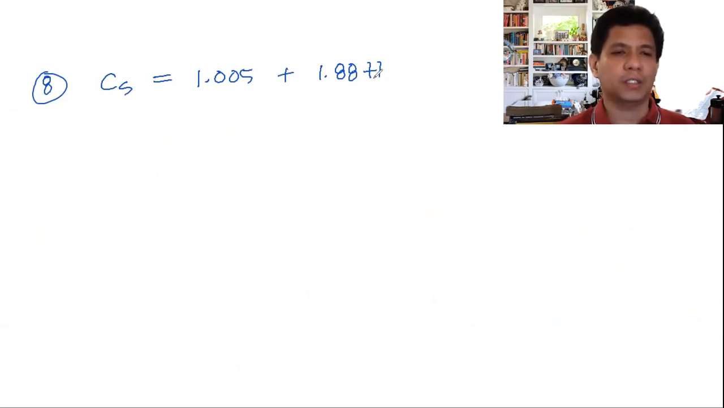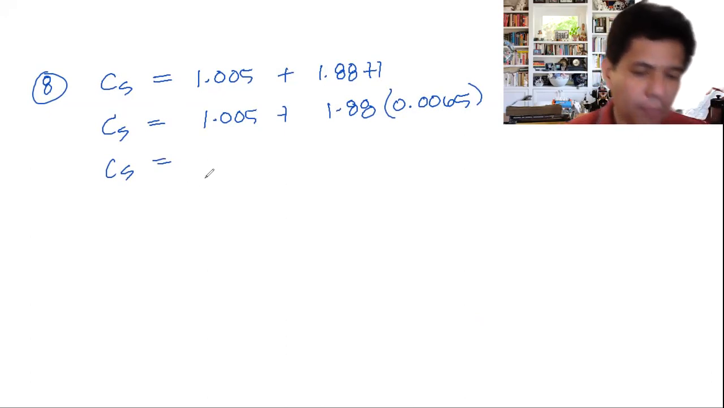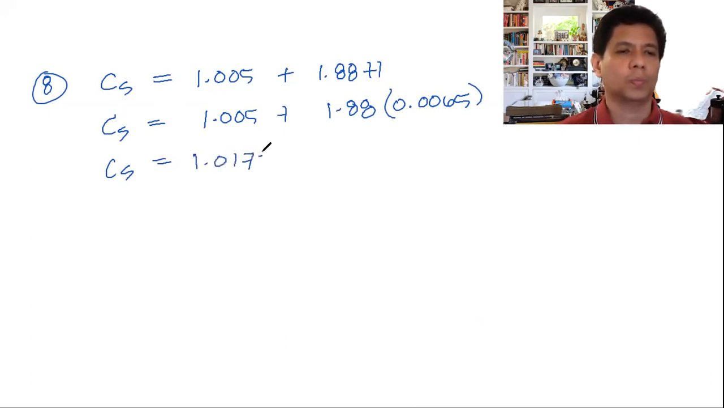So the H that we're going to use here is the 0.0065, the one entering. So C sub S is 1.005 plus 1.88 times H, and H is 0.0065. So C sub S, or the humid heat, is 1.01722. The unit of this is kilojoules per kilogram dry air per Kelvin.